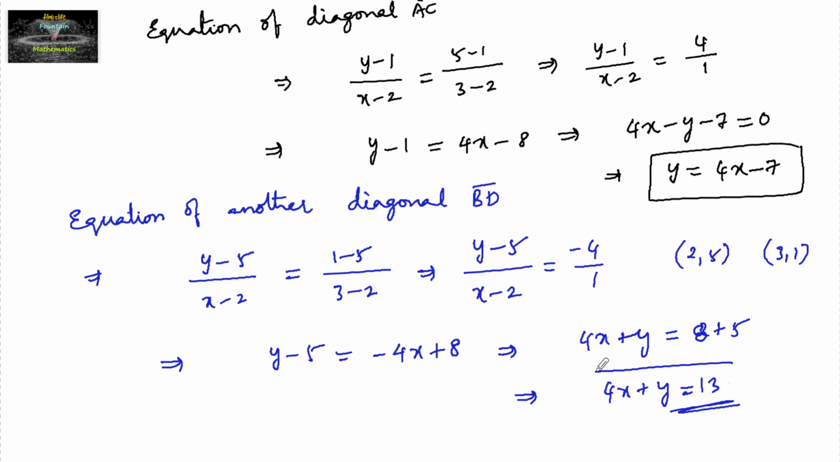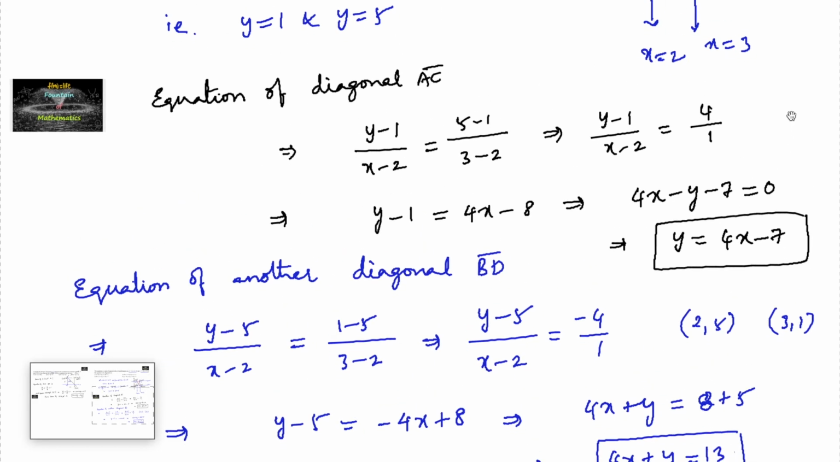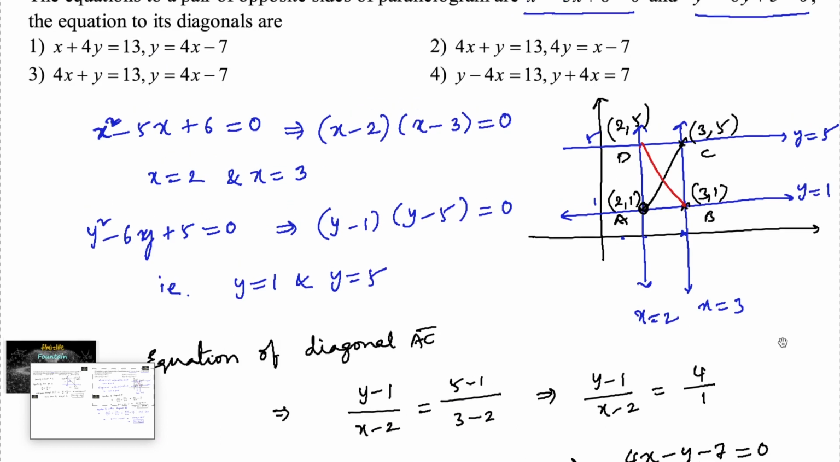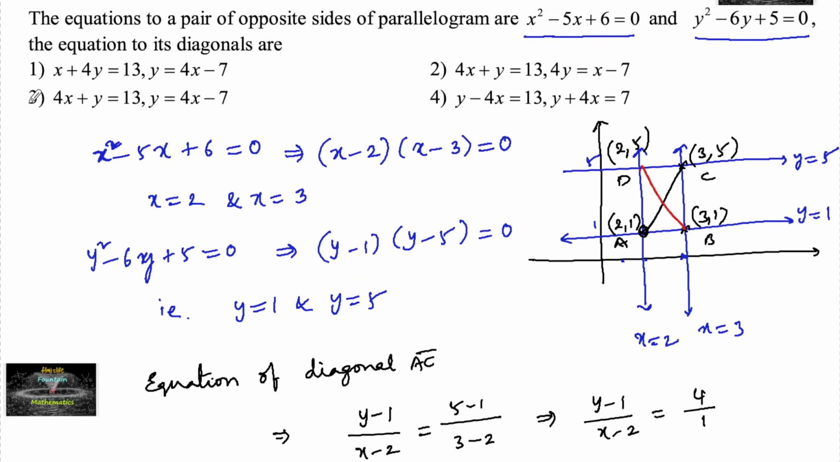So another diagonal equation is 4x plus y is equal to 13, and one diagonal is y is equal to 4x minus 7. Hence we can go with the option y is equal to 4x minus 7 and 4x plus y is equal to 13, the third option. So the third option is the right answer.